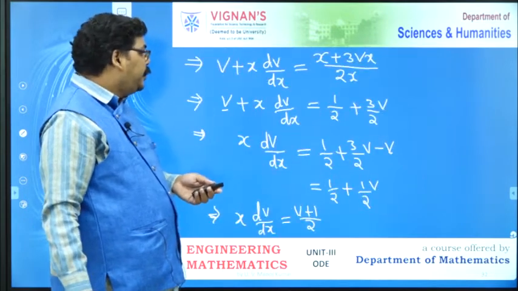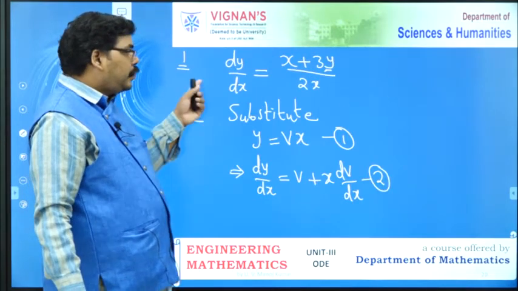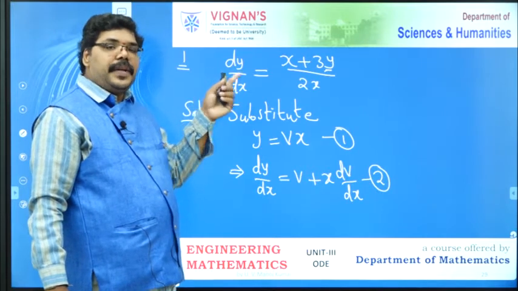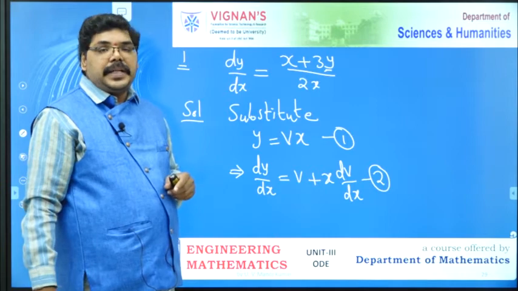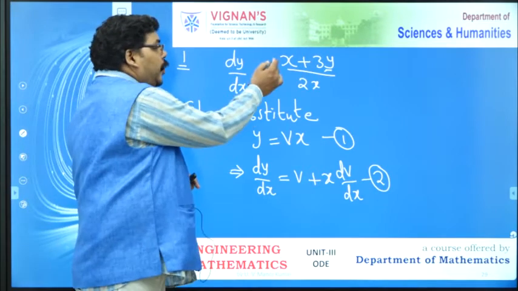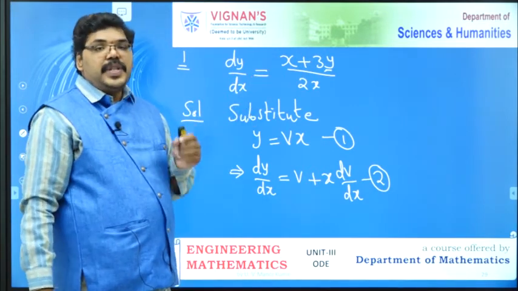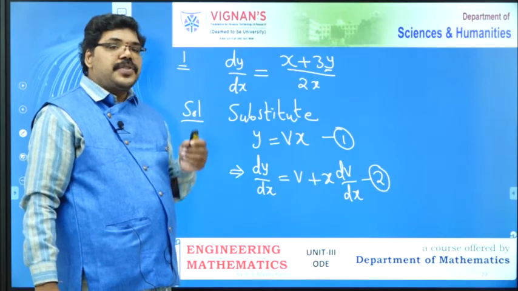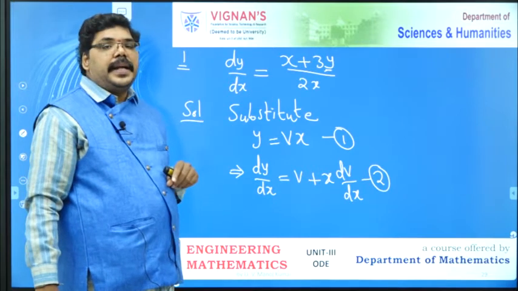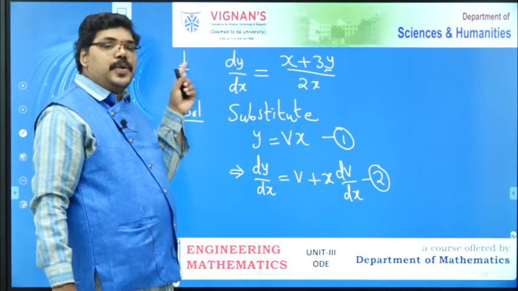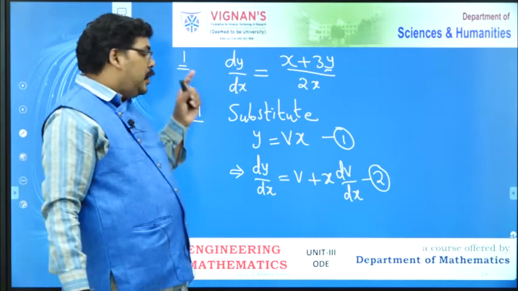See again, we were given this differential equation dy by dx equals x plus 3y by 2x. Here both numerator and denominator are homogeneous functions. They are homogeneous functions of degree 1. So since homogeneous functions are there on the right hand side, we are saying this is a homogeneous differential equation.